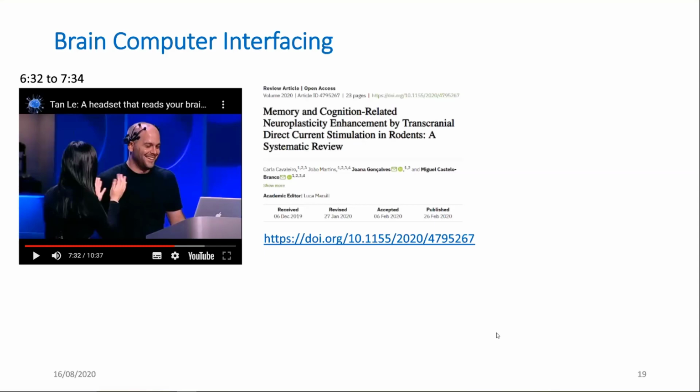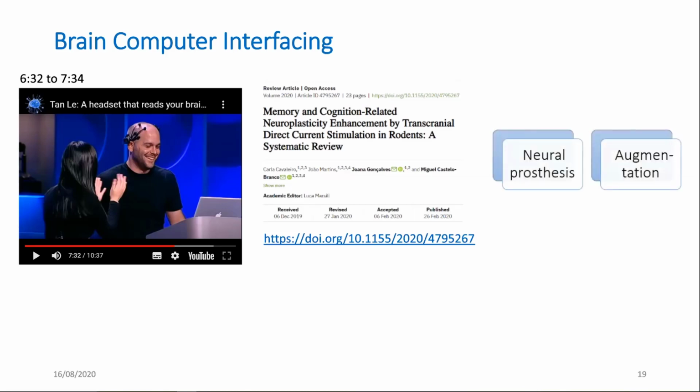And also there are new attempts going on. This is one of the very latest papers published on transcranial direct current stimulation, or external stimulation into the brain. There's another one called transcranial magnetic stimulation. This kind of external stimulation actually enhances the cognitive performance of the brain. So these are the things that are used either for creating neural prostheses, like I showed you in the previous slides, or for augmentation of our brain function.